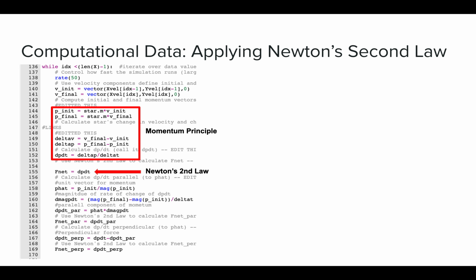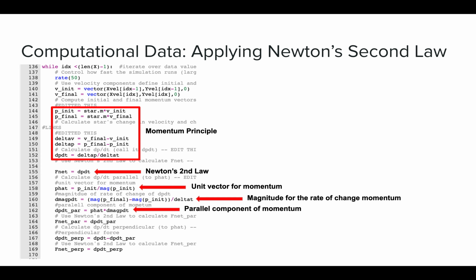We then need to find the parallel and perpendicular components of force. To do this, we first had to find the unit vector of momentum, which is equal to the initial momentum divided by its magnitude. To find the parallel component, we first had to find the change in magnitude of the parallel components and divide that by delta t, and then multiply that by our p hat vector, which will represent the change in momentum, thus also representing our change in velocity, since F net is equal to dp over dt. We then set F net parallel equal to dp over dt parallel.